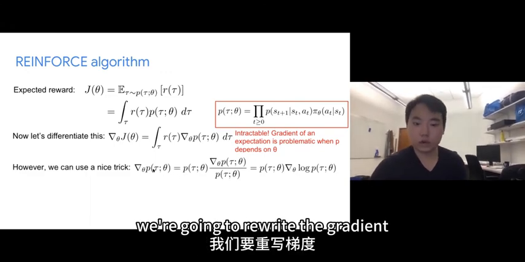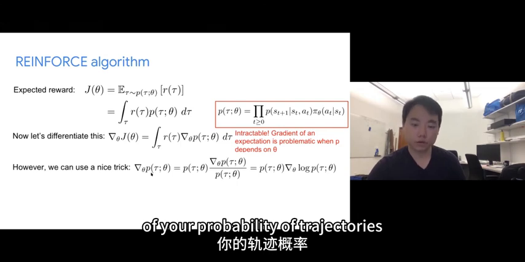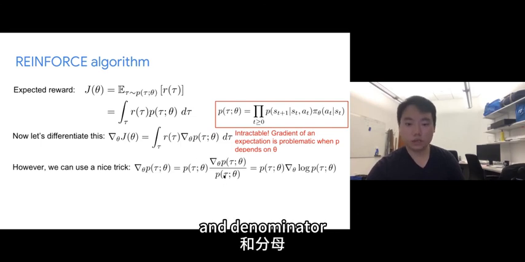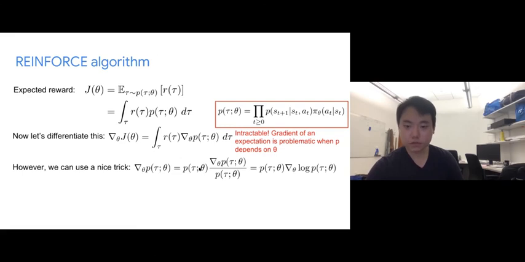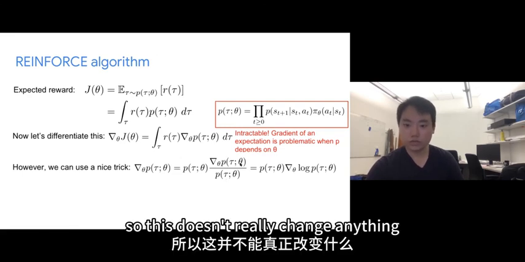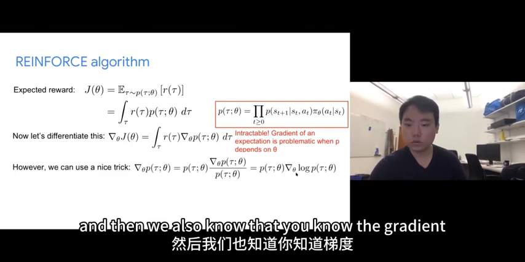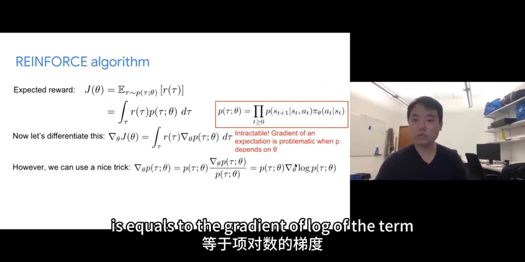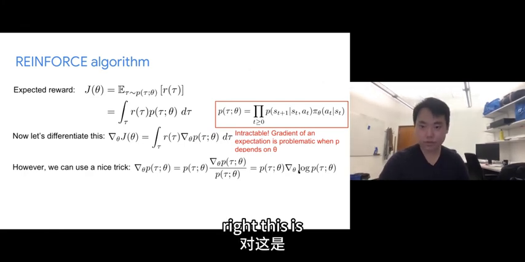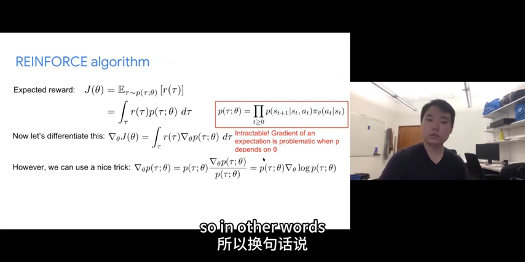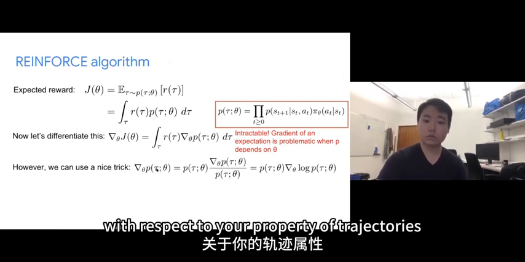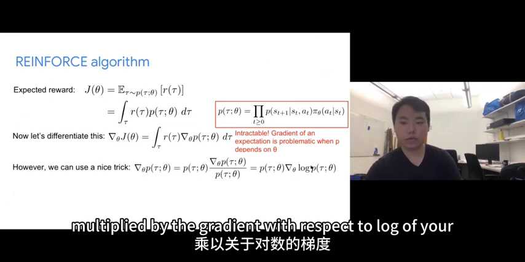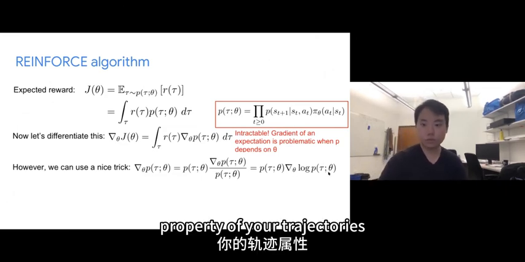So one trick we're going to do is rewrite the gradient of your probability of trajectories with respect to theta. I'm going to multiply both the numerator and denominator by the probability of your trajectories, right? So these two cancel to be 1, so this doesn't really change anything. And then we also know that the gradient of a term divided by the term itself is equal to the gradient of the log of the term, right? This is just by calculus. So in other words, we've converted the gradient with respect to your probability of trajectories into the probability of the trajectory multiplied by the gradient with respect to the log of the probability of your trajectories.